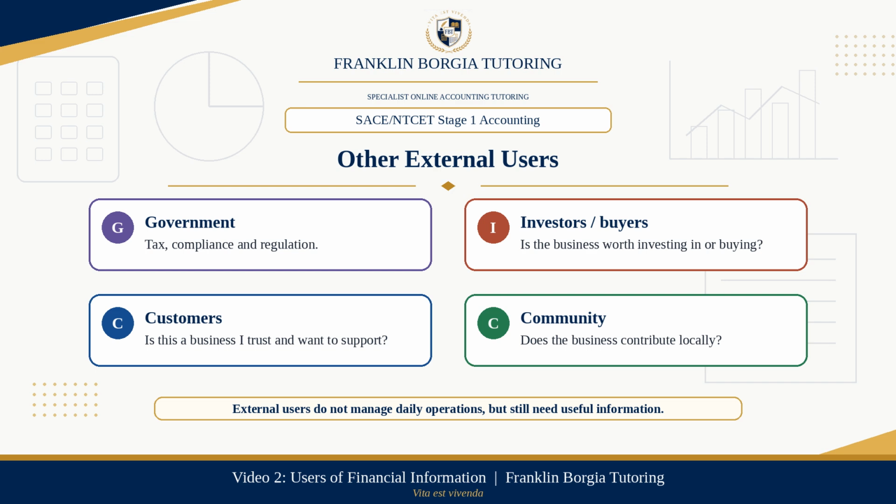Customers and the wider community may also have an interest in some situations, especially if the business is important to the local area or has public responsibilities. For example, if Darwin Waterfront Cafe supports local sporting events or community activities, customers may be more willing to support the cafe because they know the business contributes to the local community. External users usually do not manage the daily operations of the business, but they still need financial information to make decisions about their relationship with the business.